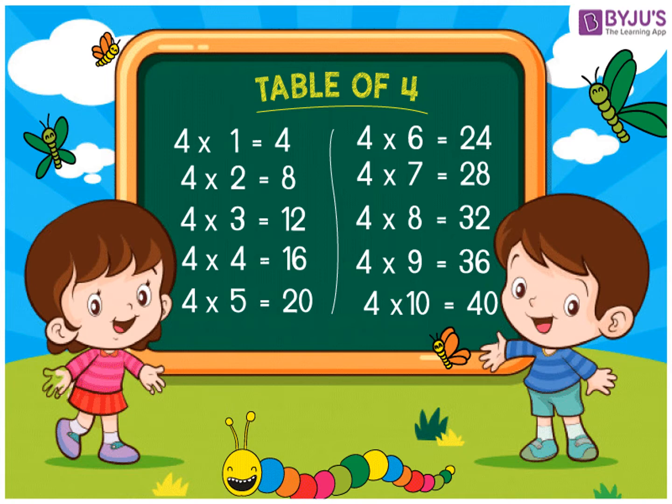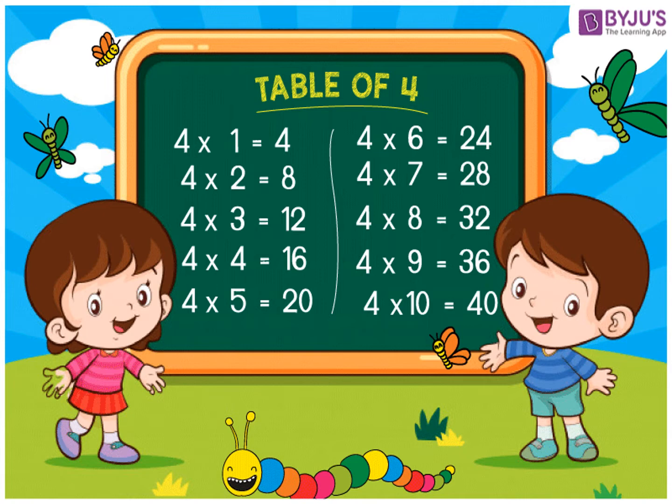4 times 1 is 4. 4 times 2 is 8. 4 times 3 is 12. 4 times 4 is 16. 4 times 5 is 20. 4 times 6 is 24.